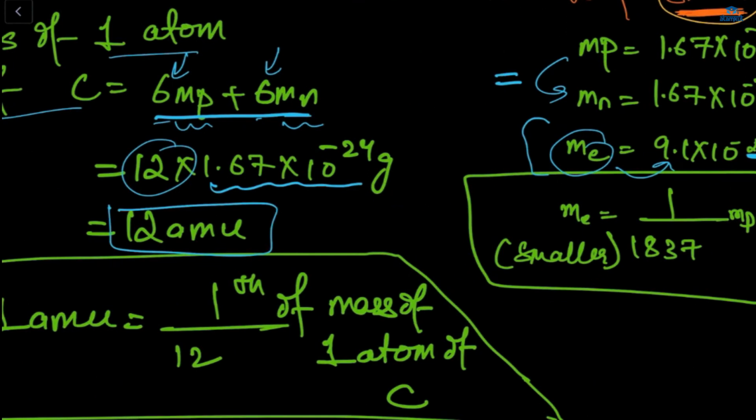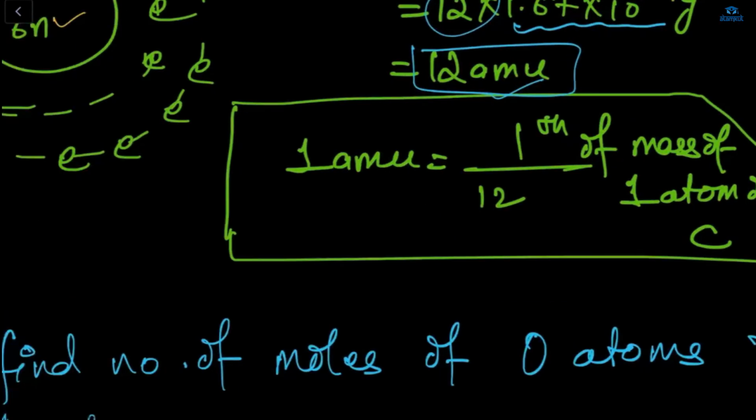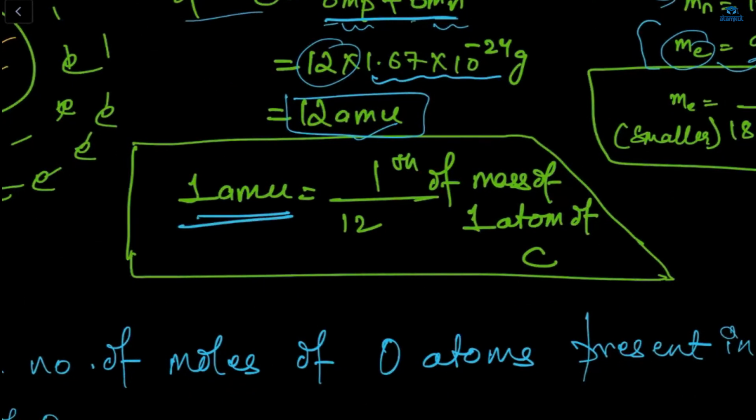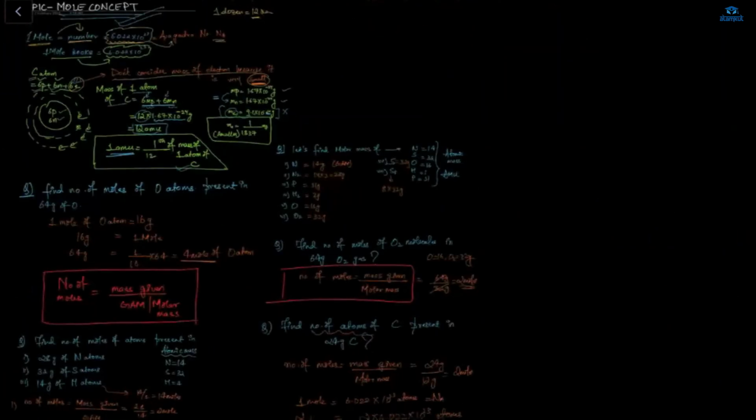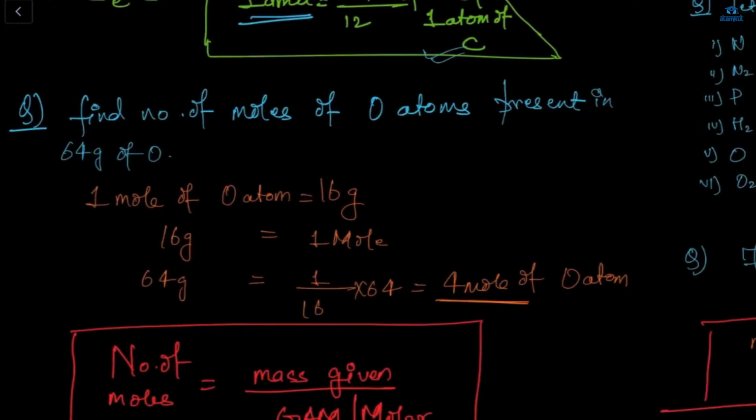What is AMU? AMU is the atomic mass unit. So here, one atomic mass unit is equal to 1 by 12th of the mass of one atom of carbon. Okay. So now we will discuss some questions related to the mole concept.